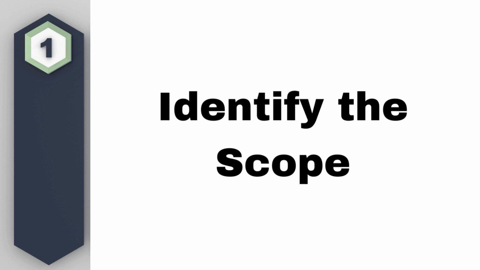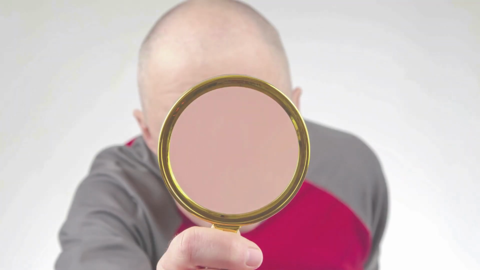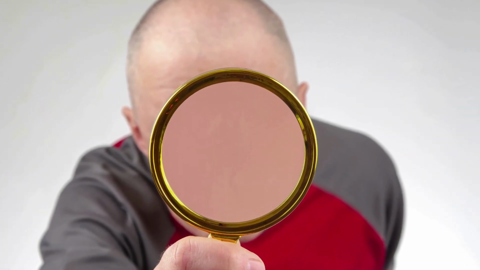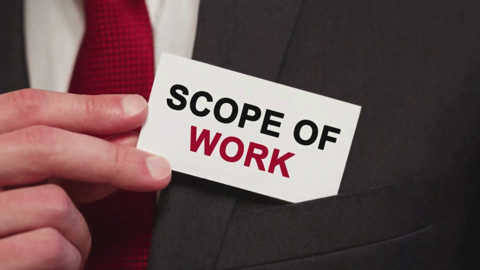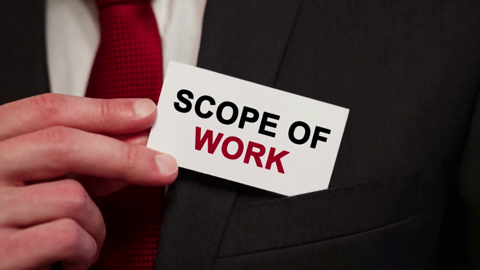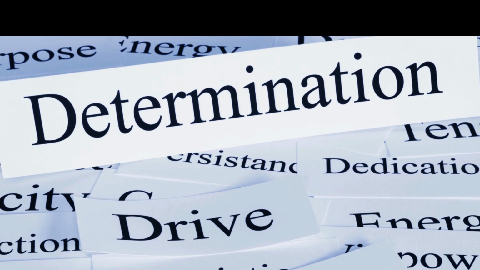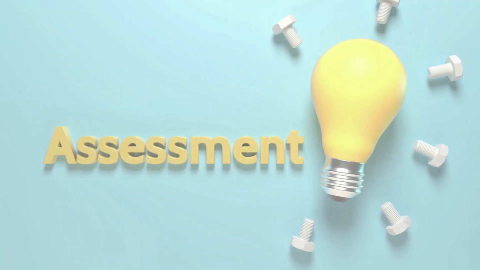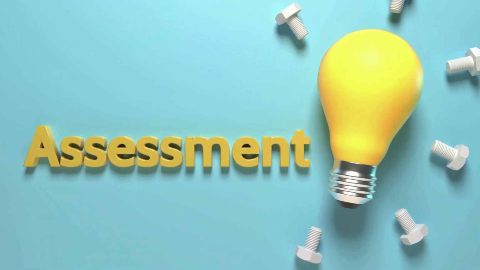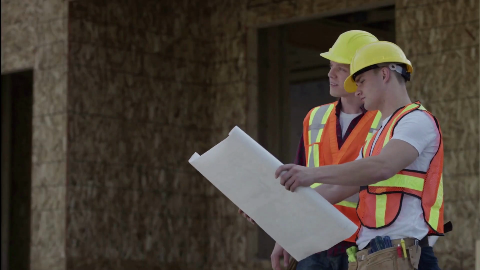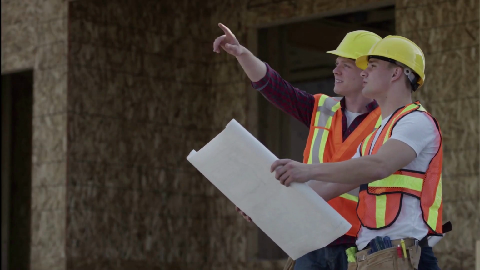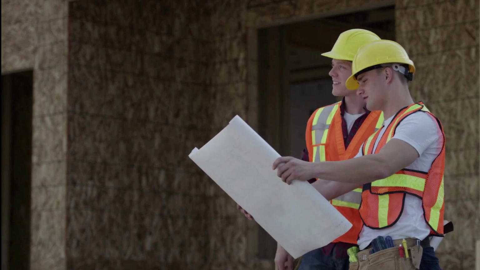Number 1, identify the scope. The first and foremost step is to identify the scope of hazard identification. You need to determine what area, activity, or process will be part of this assessment. Is there any hazard you are concerned about? If yes, you can focus on that too.